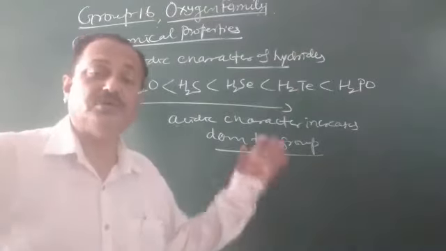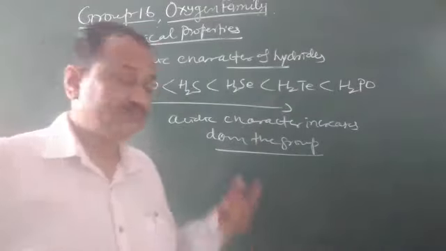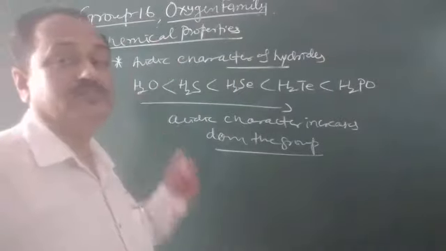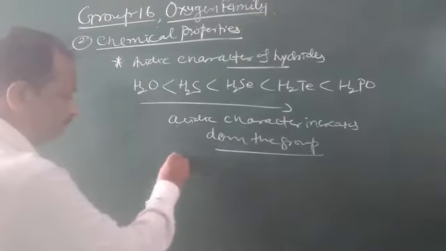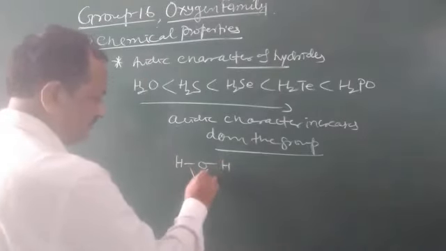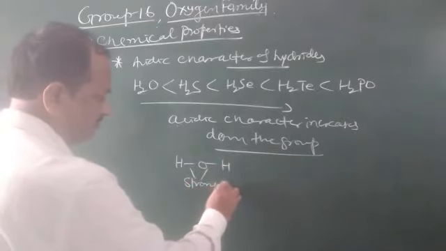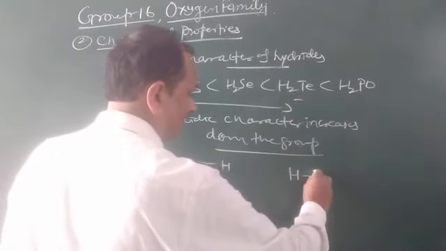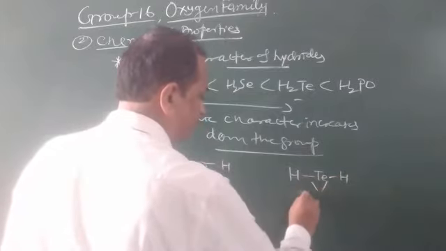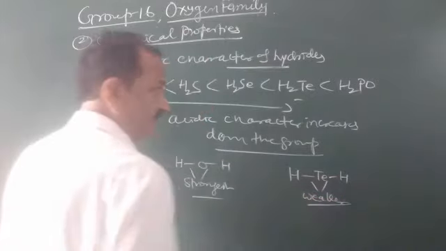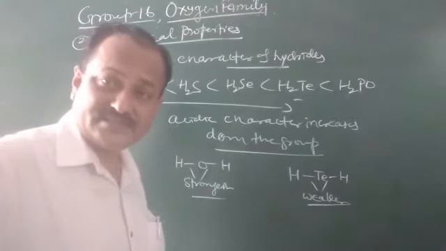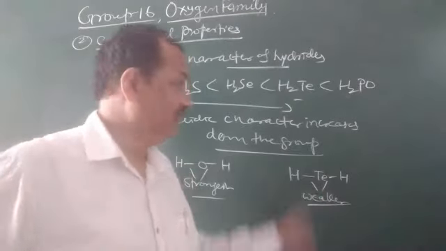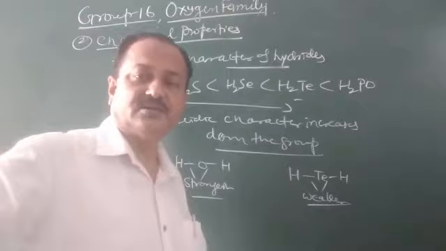Why does it increase? Because of the size factor. The size of oxygen is smallest, so there is a very strong bond between oxygen and hydrogen. This bond is the strongest. In the case of, let me take, hydrogen chloride, this bond is weaker. In the case of the last one, the bond will be weakest, and so it has a poor tendency to hold together, and acidic strength follows this trend. So this is about the acidic character of the hydrides.